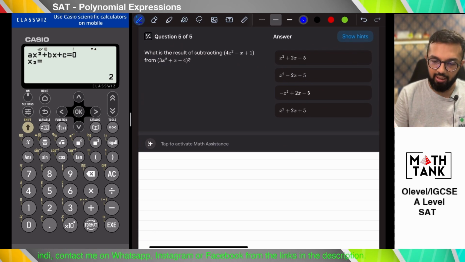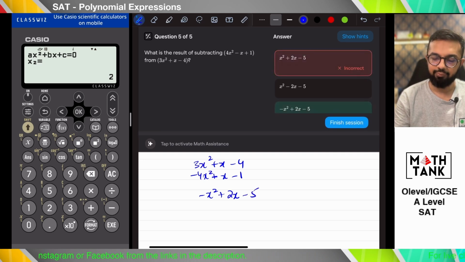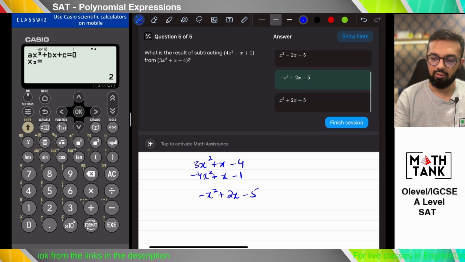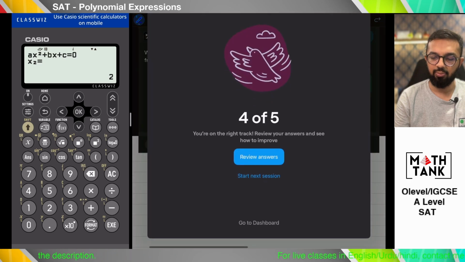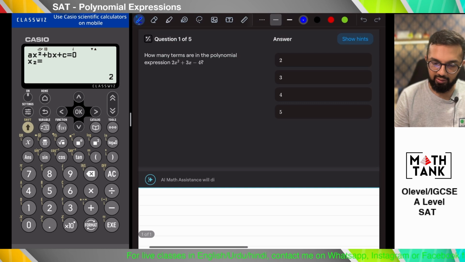What is the result of subtracting this from that? So 3x squared plus x minus 4 minus 4x squared plus x minus 1. So I get minus x squared. I should change the signs as well. Minus plus x. Okay, plus 2x minus 5. Oh, I picked out the wrong answer option. I think it's going to ask me to do these medium questions again. Let's quickly do them.